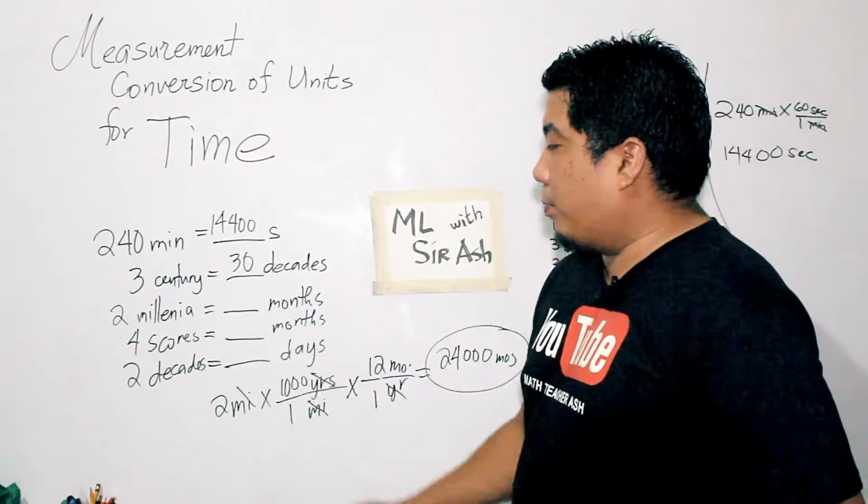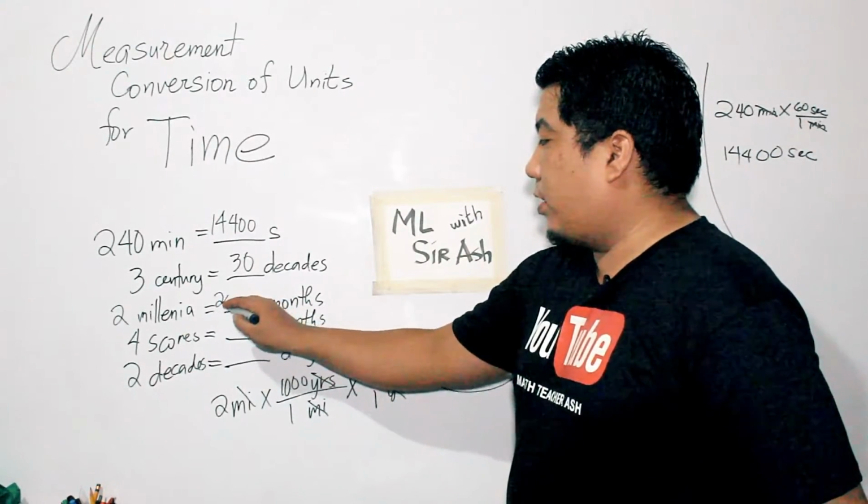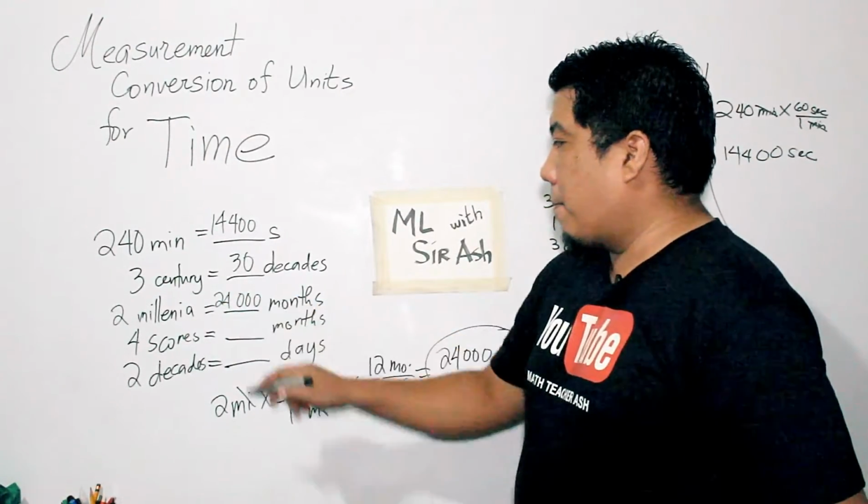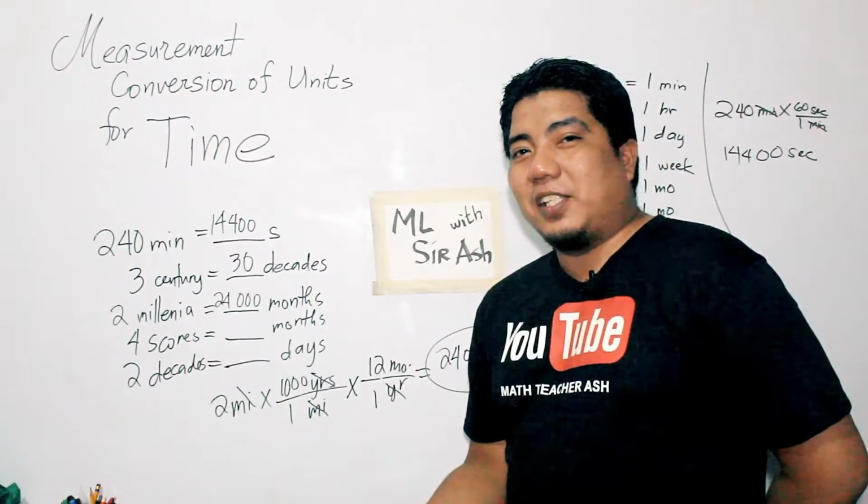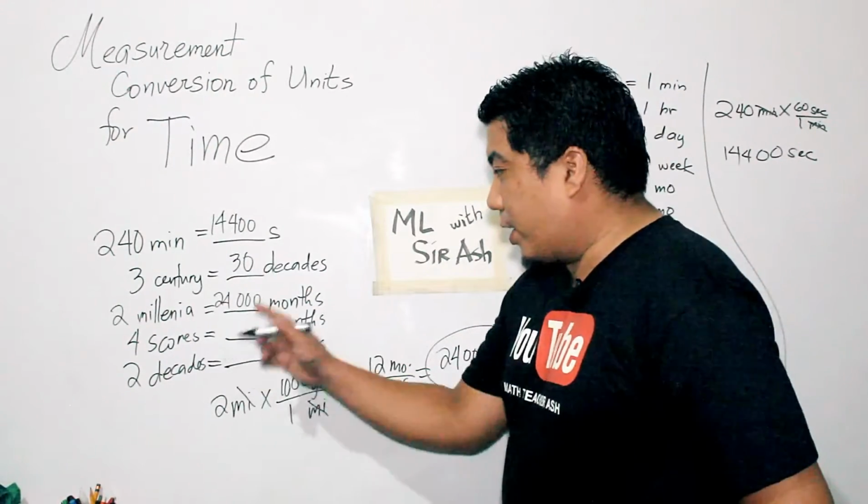So, the answer for 2 millennia is 24,000 months. Easy, right? Now, let us go to our fourth example.